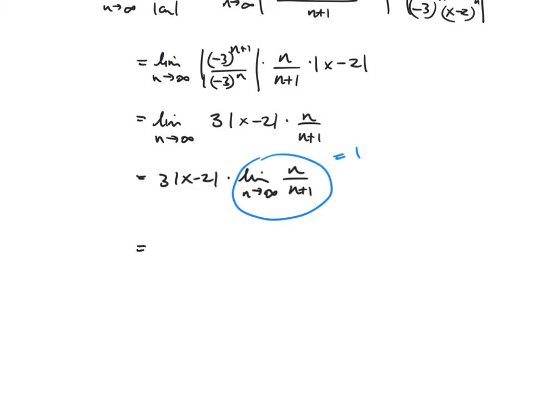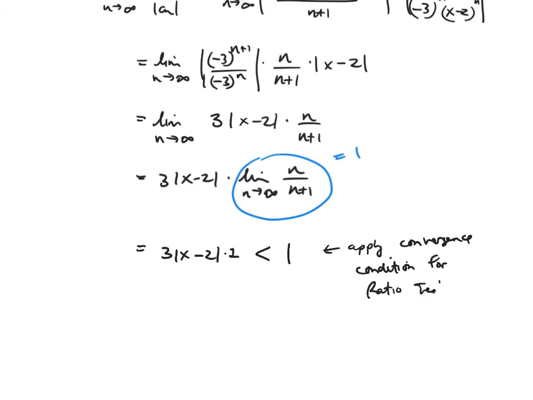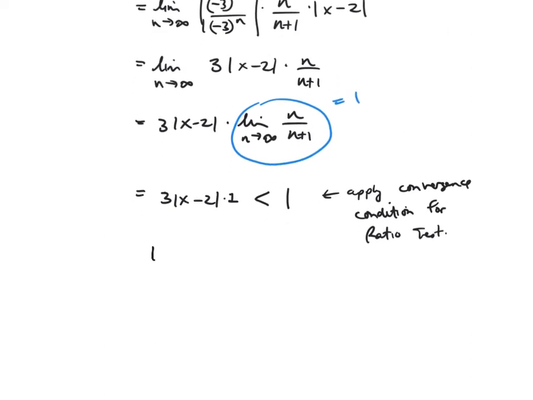So I end up with 3 times the absolute value of x minus 2 times 1, and then I go less than 1, the condition for convergence. So I apply the convergence condition for the ratio test. And so what that does now is allows me to go, all right, x minus 2, there's a 3 there, so I'm going to drag it to the other side, make it 1/3. And I'm done the first step of this.